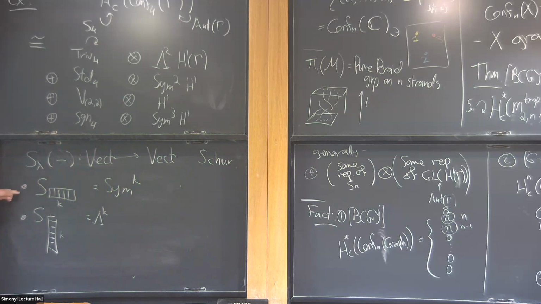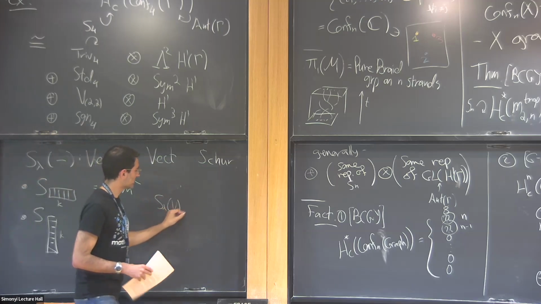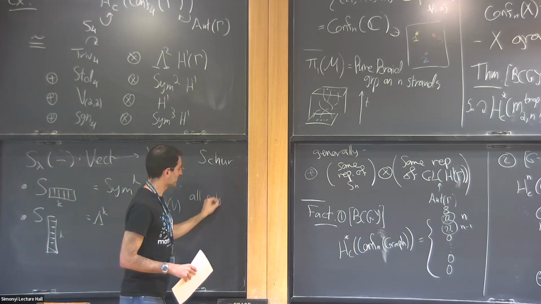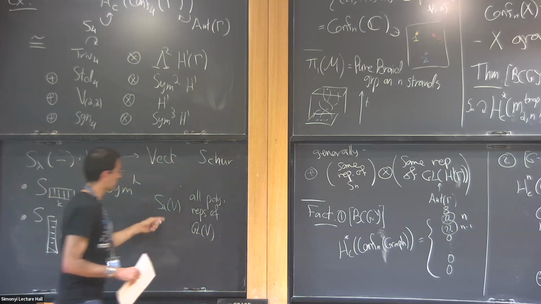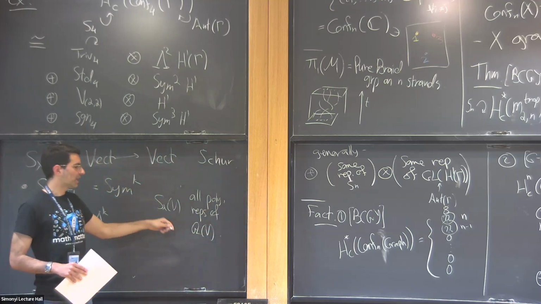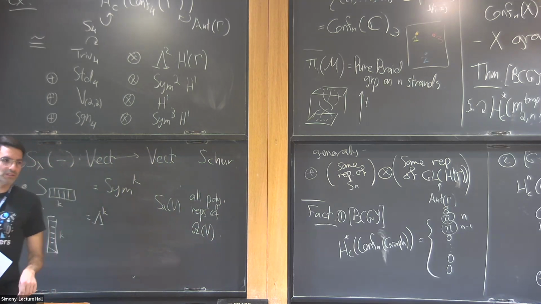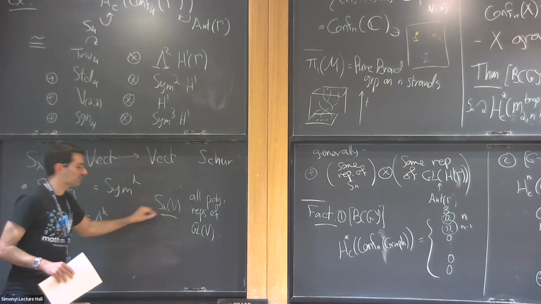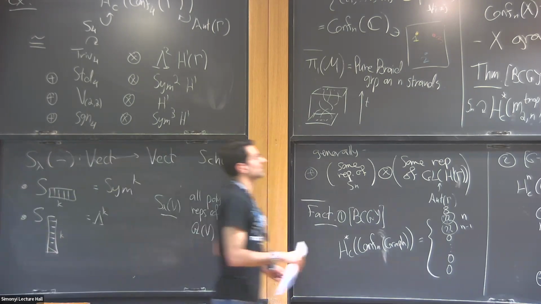Take your favorite partition that's not a row or a column, and you have an operation that looks like this. And really, these S lambda V are all the polynomial representations of GL_d. So these are all the representations where the matrix entries of the representation are polynomial in the matrix entries of GL_d. So these are a way of getting every single one of them. So now I can tell you the theorem that I worked on with Louis.